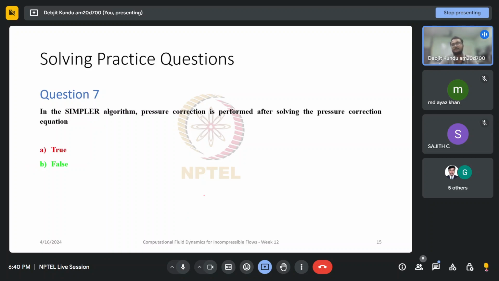It is actually false. So the pressure correction is not performed at all in the SIMPLER algorithm, as we discussed earlier as well. So we find the pressure correction, then we use it to find the velocity corrections, and then we plug that in to find the new pressure field. We do not add it. We don't do this step as we do in the SIMPLE or the SIMPLEX algorithm. So the pressure correction is never performed in SIMPLER algorithm.